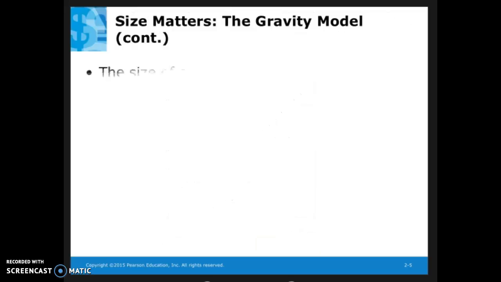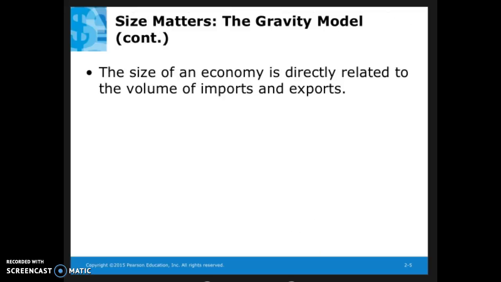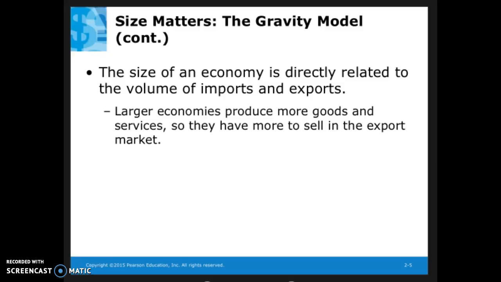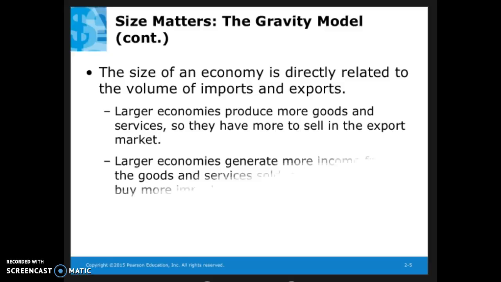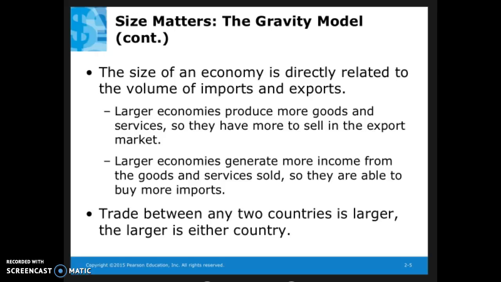So the gravity model. The synthesis of it is that the size of an economy is directly related to the volume of imports and exports. Larger economies produce more goods. They gain income from these goods, so they're able to buy more imports. And the trade between any two countries is larger, the larger is either country. That's the relationship.